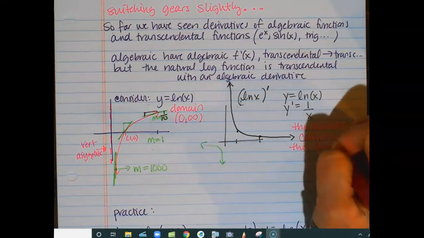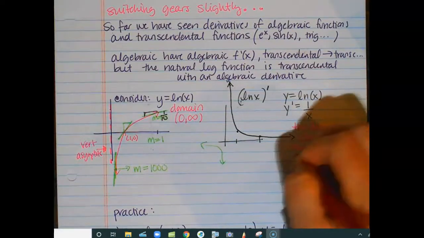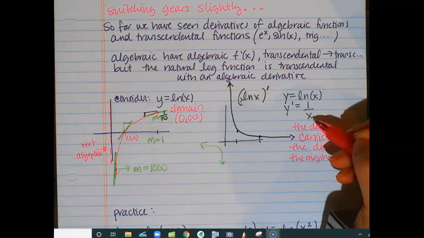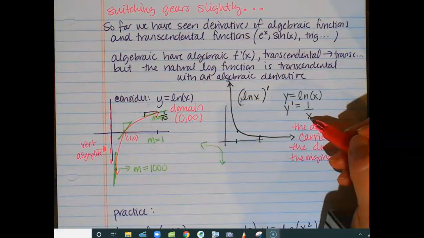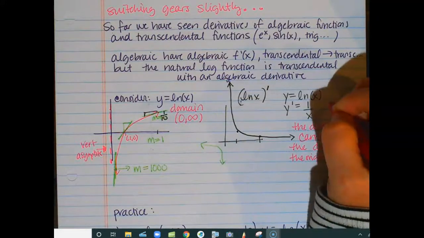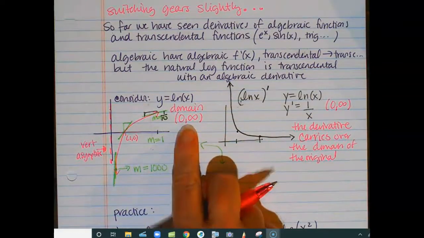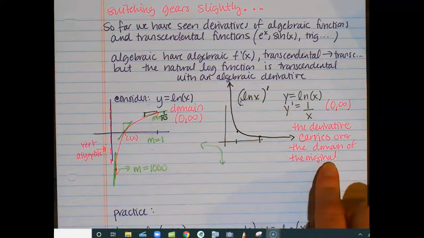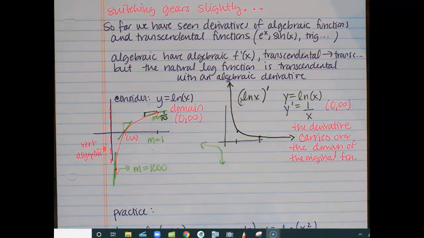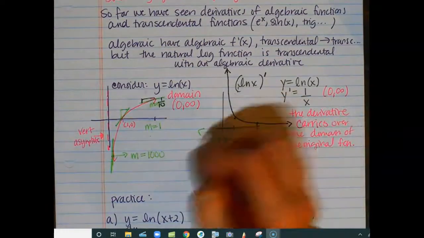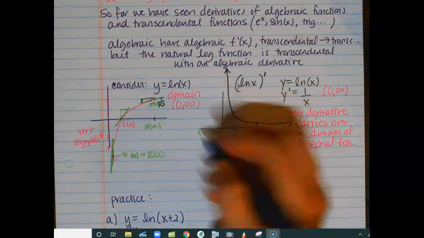The domain of the original function. So its domain, even though it's 1 over x, it's not everywhere except for 0. It's only going to be from 0 to infinity, the same domain as the natural log function. So the derivative carries over the domain of the original function. And that's true for all graphs. If your original graph only goes to so many numbers, then the derivative will go to those same numbers. So we have a new rule. And the new rule is, I'll write it again. I'll write it in a dark pen so you can see it.